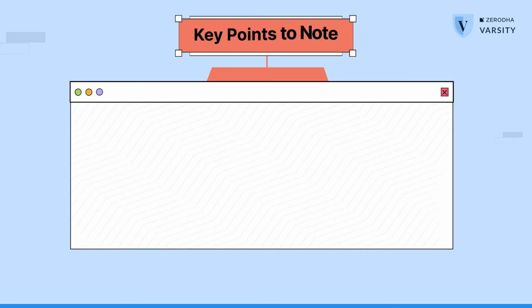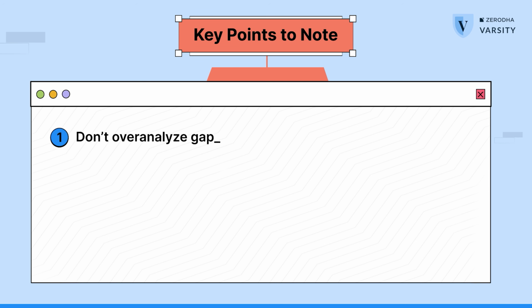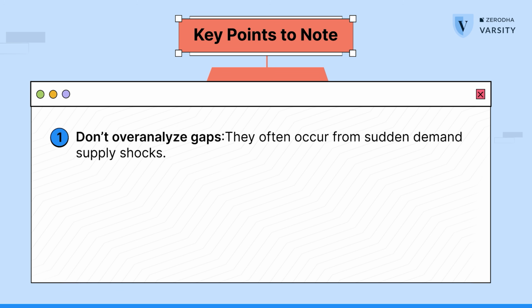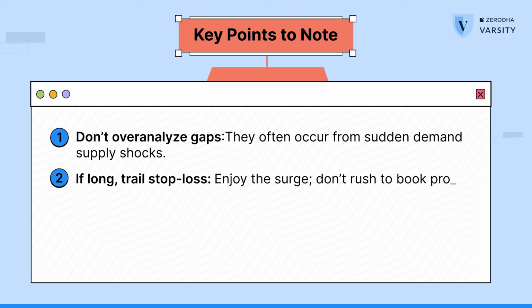Here are a few things that you can keep in mind when you see a gap in the chart. Firstly, don't overanalyze gaps. Big gaps occur when there is a big and sudden demand-supply shock in the stock, and this can happen more frequently than you can imagine. If you already have a long position and a gap occurs post that, then don't be in a hurry to book your profits. Enjoy the price surge and don't forget to trail your stop loss.